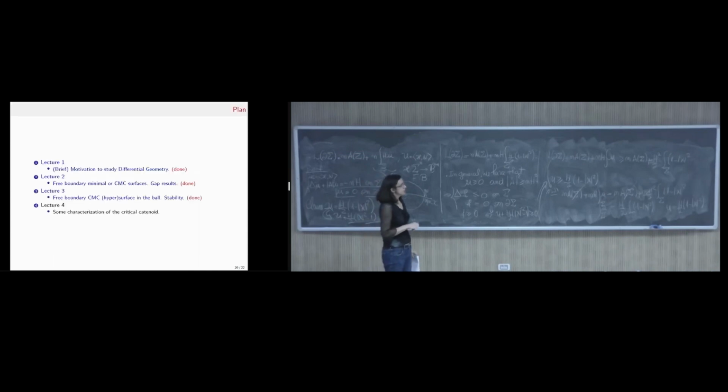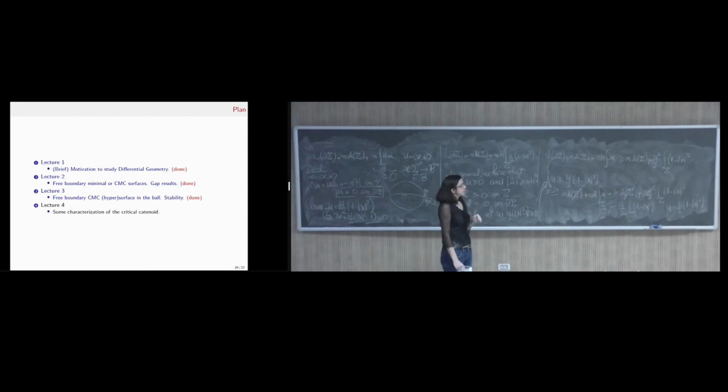So I finish here lecture three. In lecture three, as I said before, I talked about some free boundary results in the case of stability. You need some things to prove that. I use topology, I use PDE to prove that. Okay, these are results by Nunes and Barbosa, right?